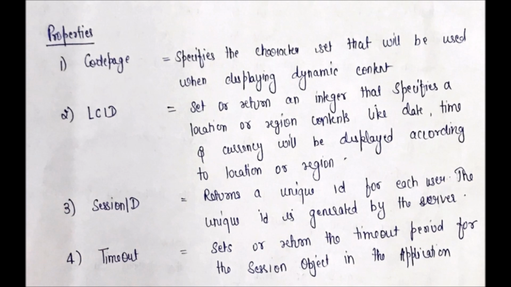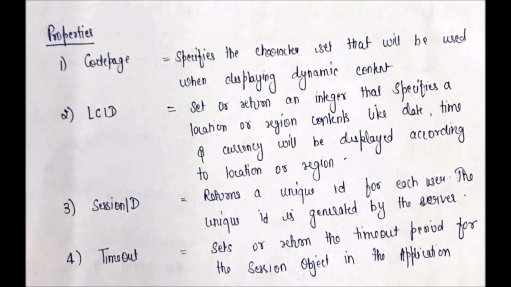Basically, this is a read-only property. It means you cannot modify this property. It is a read-only property which returns a unique ID for each new user. The unique ID is generated by the server. So the server is responsible for generating that unique ID.